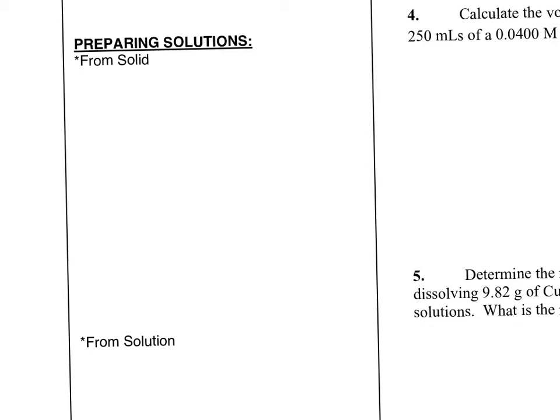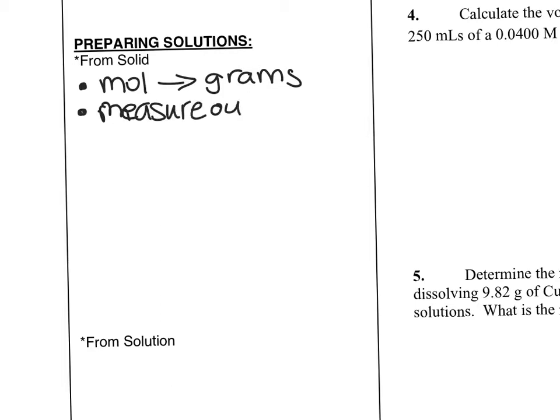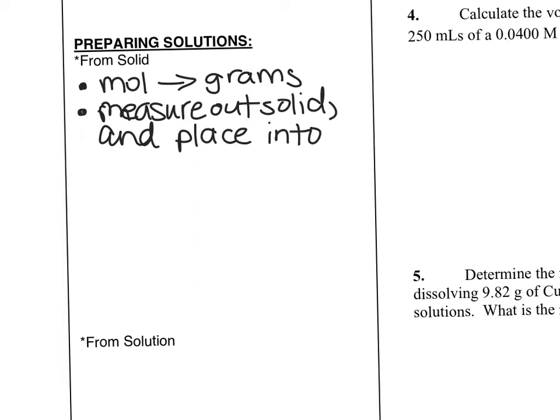All right. So when you are going to be preparing solutions from a solid, the first thing you've got to do is figure out your grams. So we're going to take our moles and figure out grams. That's math. So we're going to convert to grams. You're going to measure out the solid, and place it into, this is the important word right here. Does anybody know what you would put it into? What's the most precise thing?